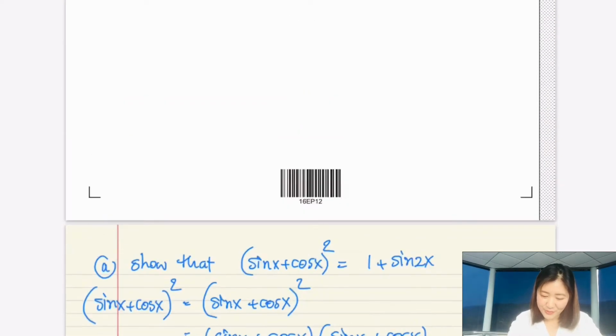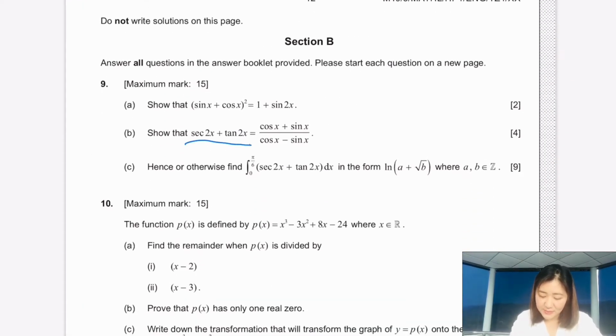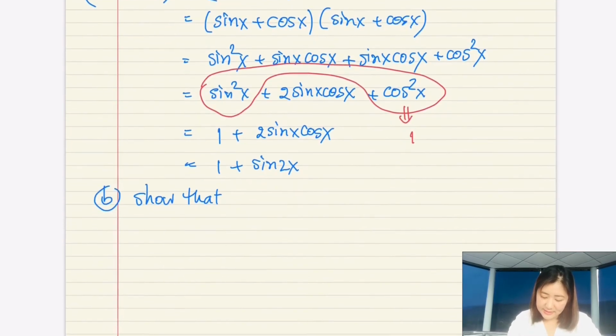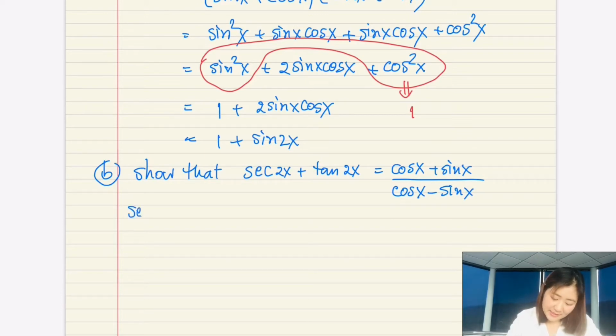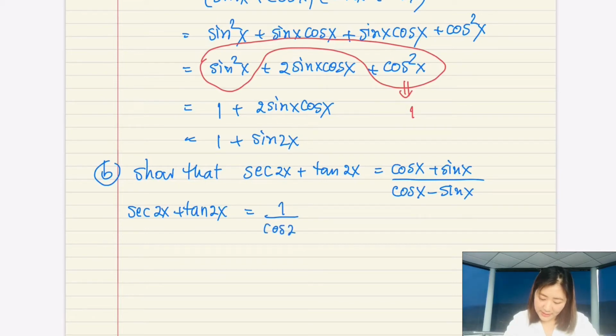Question B, show that. What is it? I can't remember. Let me read. Okay, sec 2x plus tan 2x equals cos x plus sin x over cos x minus sin x. Okay, so left hand side, sec of 2x plus tan of 2x. Sec is 1 over cos, so sec of 2x is 1 over cos 2x, plus tan is sine over cos, so sine of 2x over cos of 2x.